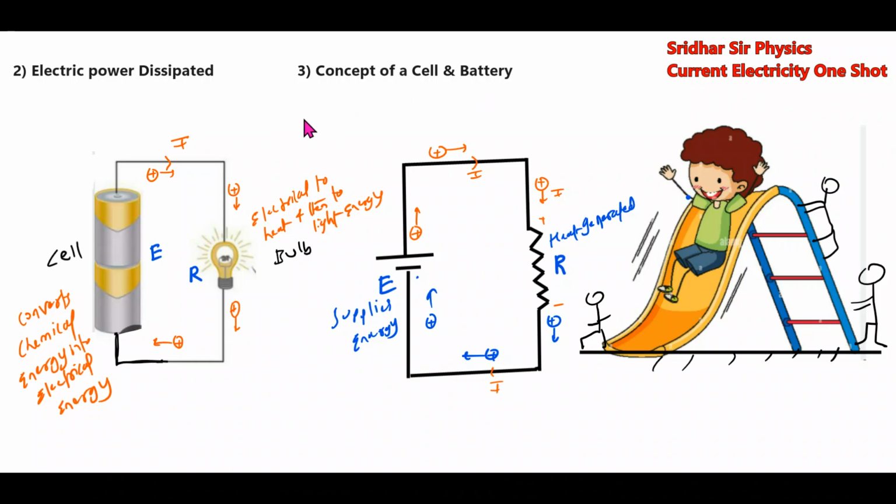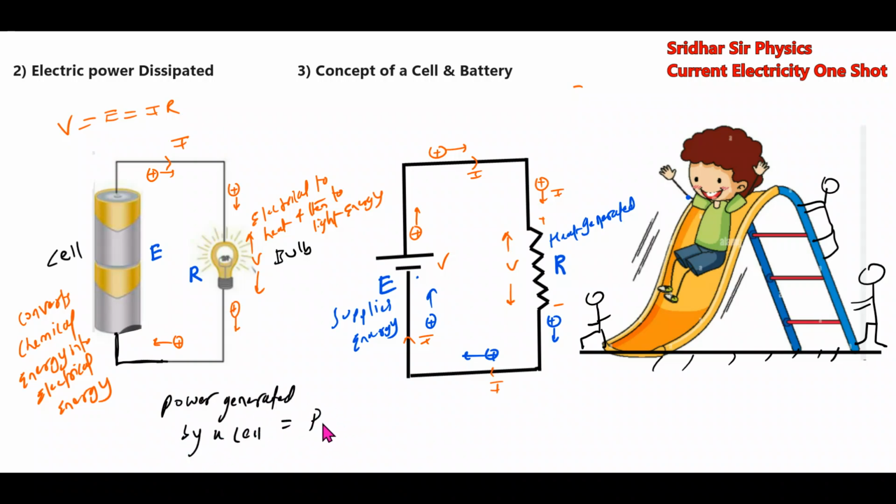So according to Ohm's law, we have E equal to I R. E is nothing but V. V is the potential drop. E or V, both are the same. Then what is the power dissipated? Power generated by the cell, let me write it here: E into I. This is the power generated by the cell.